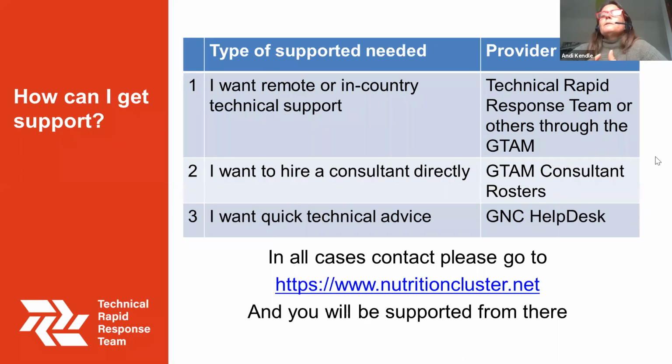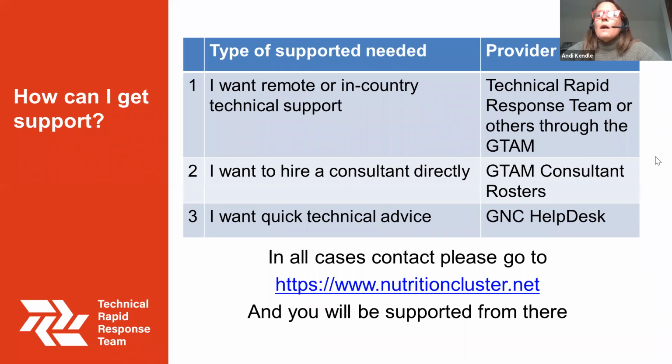support possibilities are brought together by the Global Technical Assistance Mechanism for Nutrition, or the GTAM, and the website for the GTAM is currently in the process of being built. But in the meantime, if you want to make contact, please go to the link written here, which is the Nutrition Cluster website, and you'll be able to get the support that you require. There is a form there to fill out if you want any of these types of support.